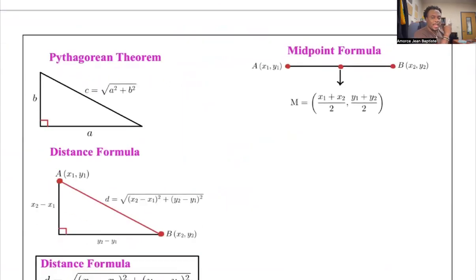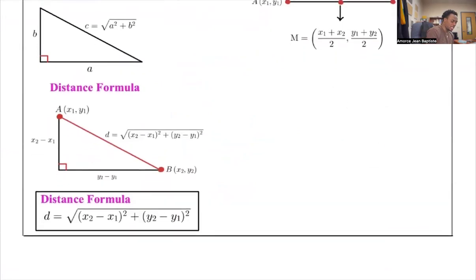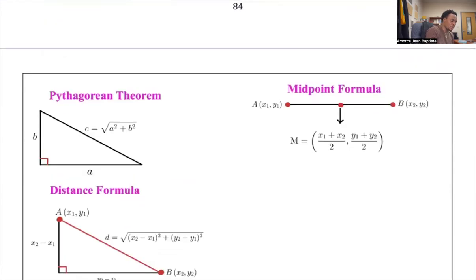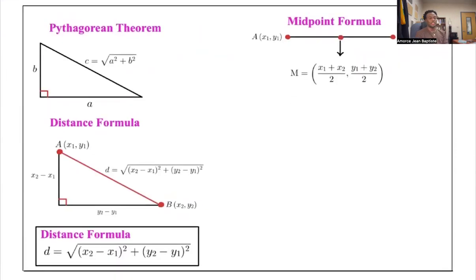Remember at the beginning, I mentioned two formulas that we're going to work with. First is the distance formula, and the second one is the midpoint formula. The distance formula is derived from the Pythagorean theorem. Pythagorean theorem is when you have a right triangle like this one, the longest side of the right triangle is the square root of the sum of the squares of the arms of the right angle.